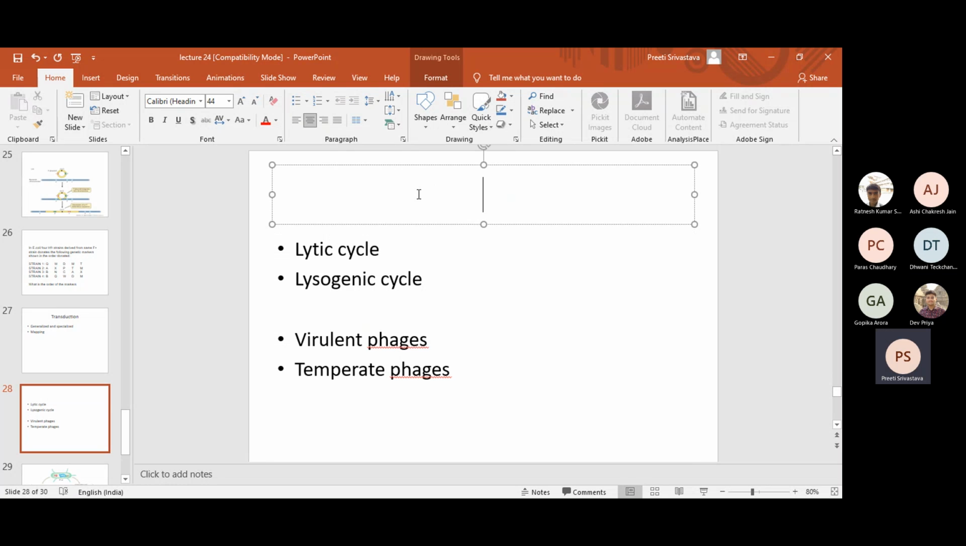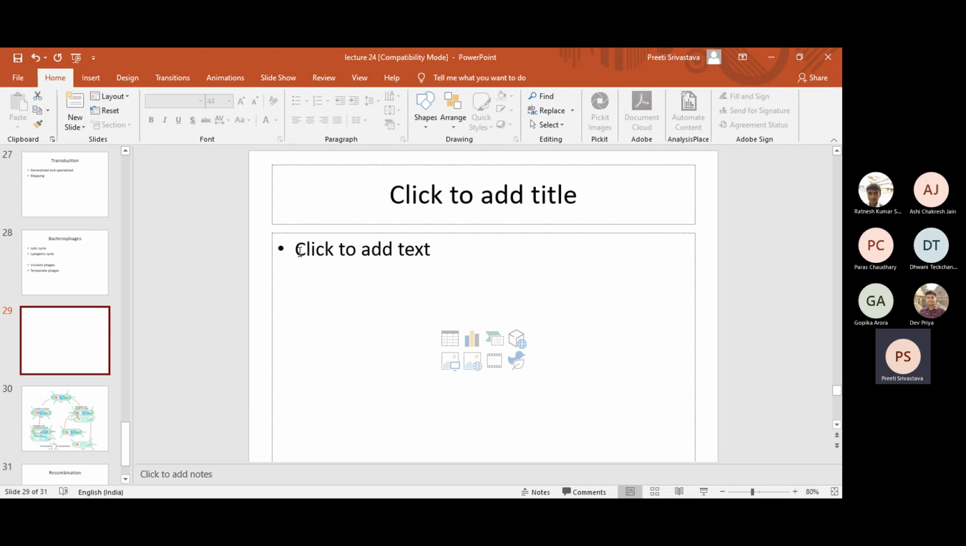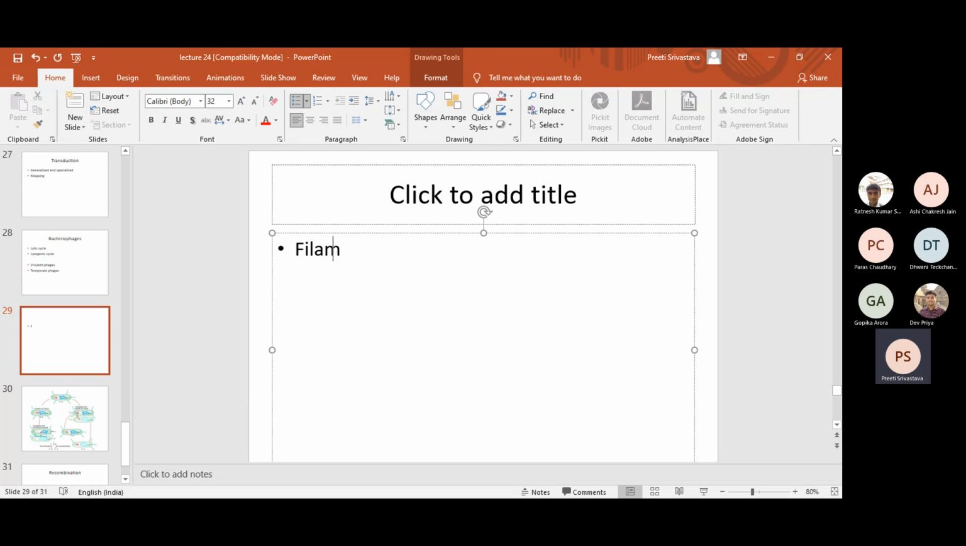So when we talk about bacteriophages, they are classified into multiple types based upon the structure. For example, we can have filamentous phages, and it is the filamentous phages which were used in the earlier days for sequencing purposes. The examples are F1, fd. All of these are filamentous phages. They are really filamentous in shape.